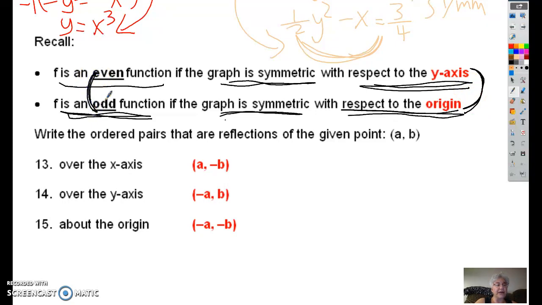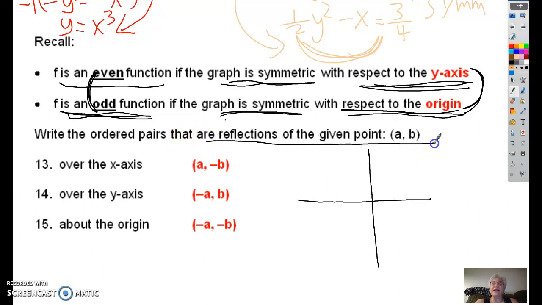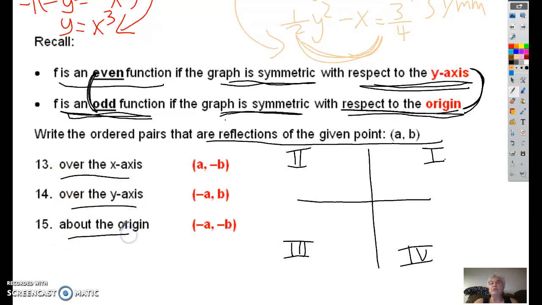Lastly, we're just going to do ordered pairs and just do our reflections, since we're doing all kinds of graphs and symmetry with regards to our parabolas and our cubic functions. So we're going to start with reflections of point AB. And if you remember again from geometry, quadrant 1, quadrant 2, quadrant 3, quadrant 4, and each of these different kinds of reflections move it between quadrants. So point AB is positive, positive. That point's going to be in the first quadrant.